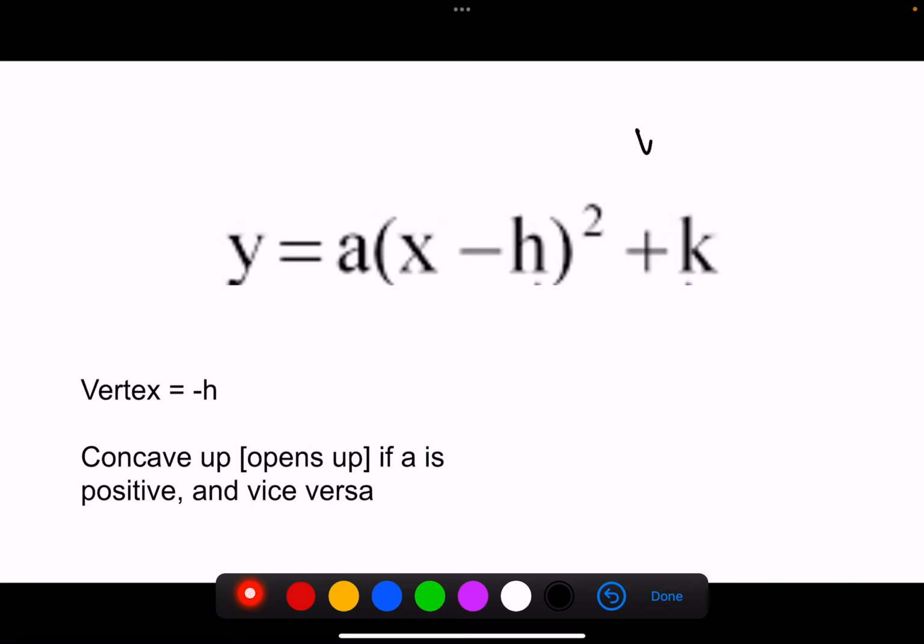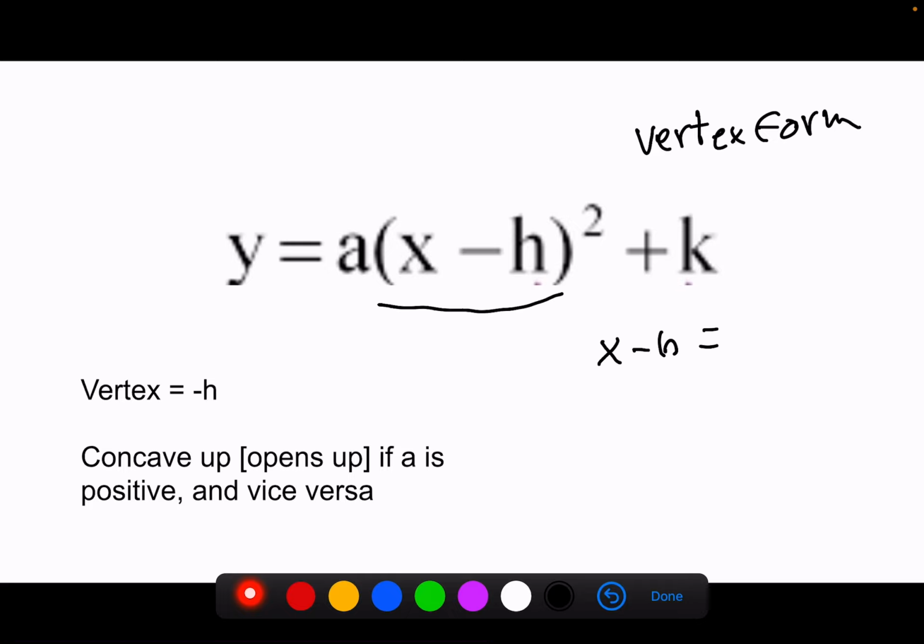So now we have the vertex form. Here, this is also a quadratic expression, a quadratic equation. So in order to find the vertex here, you will take this over here, this x minus h, and set that equal to 0, in which you get x is equal to h.